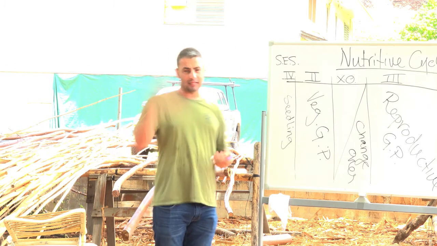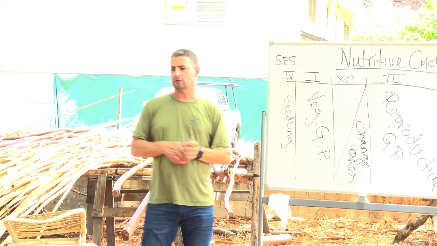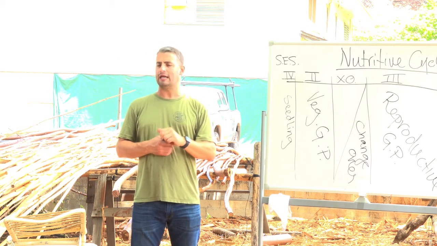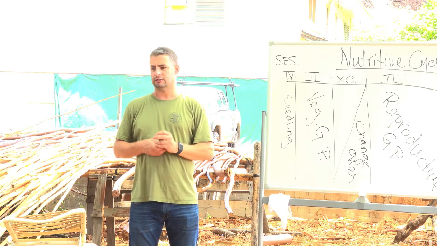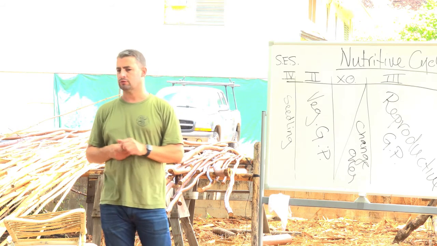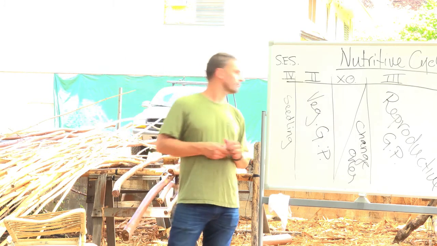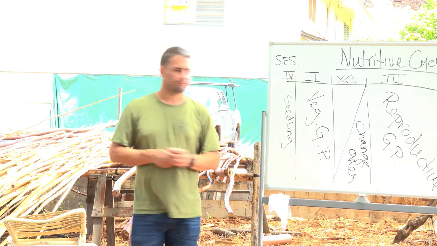So the philosophy of the natural farming nutritive cycle theory is we're putting the right nutrient. You can write this down. This will be good if you're ever teaching this. Right nutrient at the right time in the right amount. So right nutrient, the right time, and the right amount.